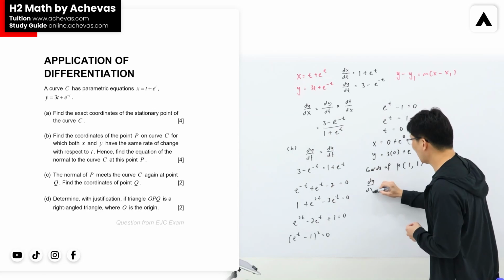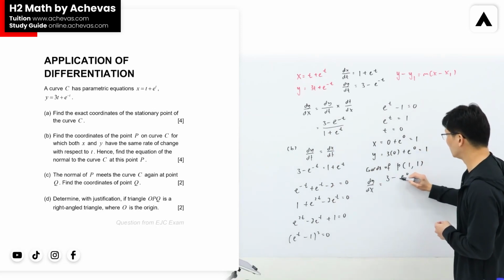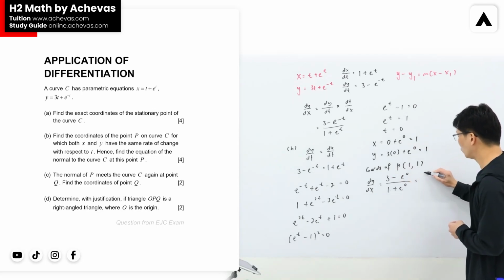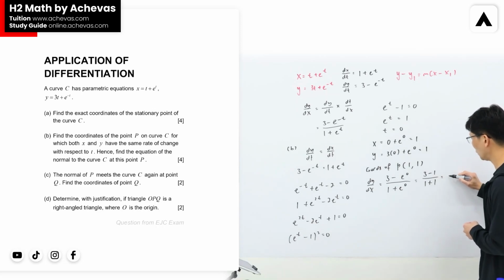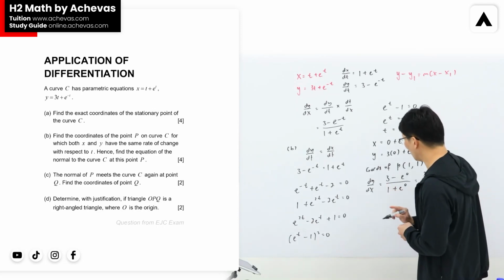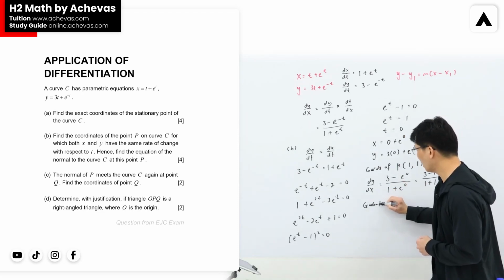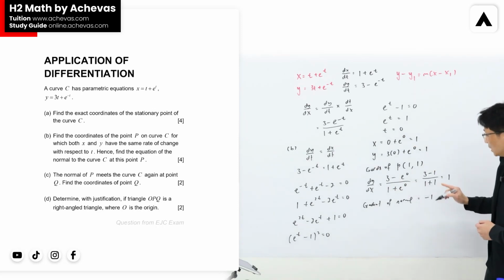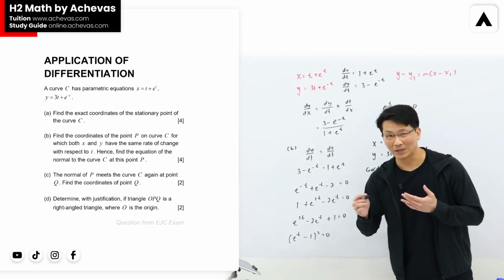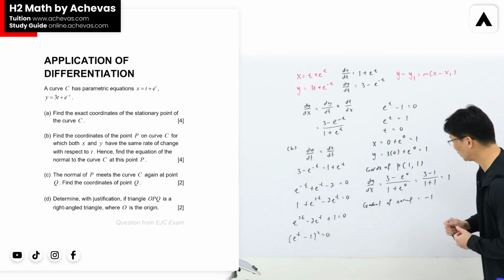So dy over dx will just be equal to (3 minus e to the power of 0) over (1 plus e to the power of 0). And I will have (3 minus 1) over (1 plus 1). It will just give me equal to 1. So this will be the gradient of the tangent. I can see that the gradient of my normal will just be equal to minus 1, using m1 m2 equal to minus 1, because the tangent and normal are perpendicular to each other.